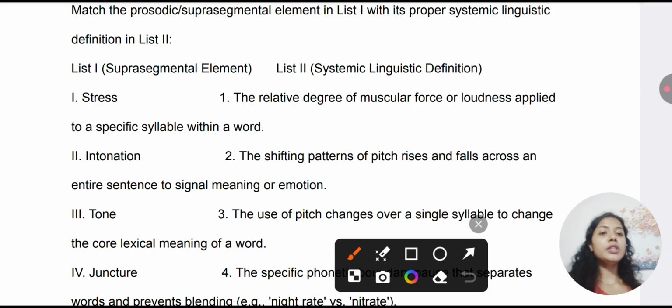And intonation, the shifting patterns of pitch, rises and falls across an entire sentence to signal meaning or emotion. Shifting patterns of pitch. Intonation आपका होता है high and low, pitch, falls and rise.